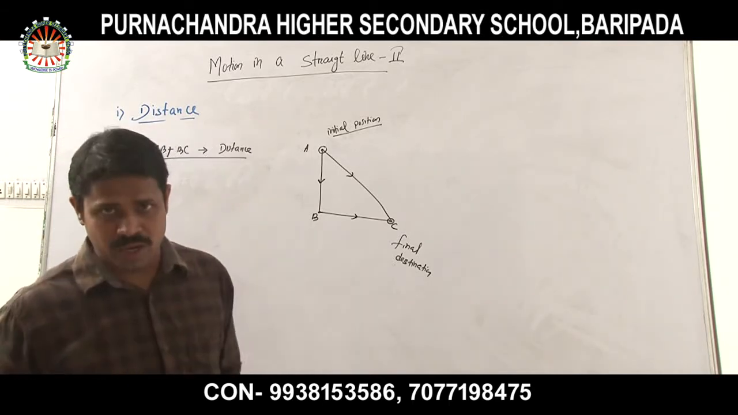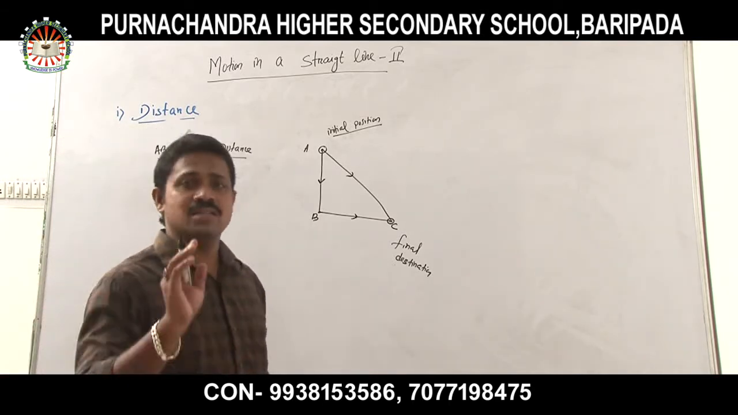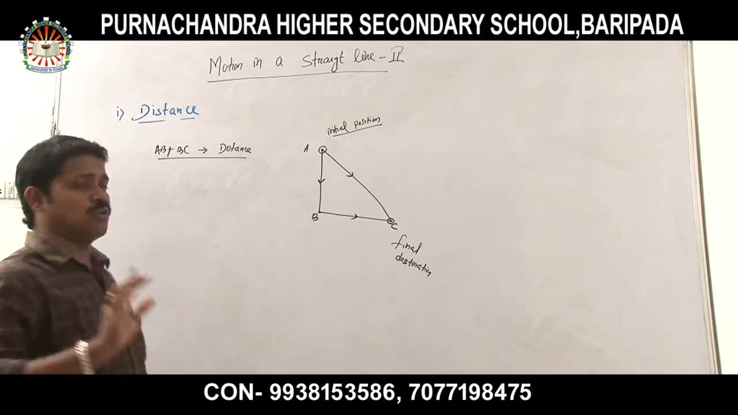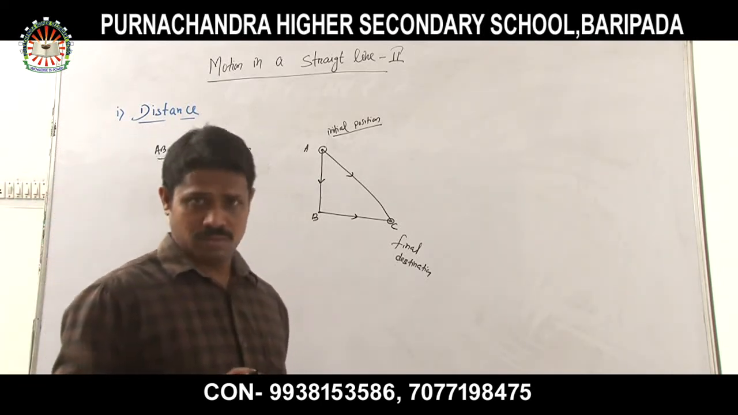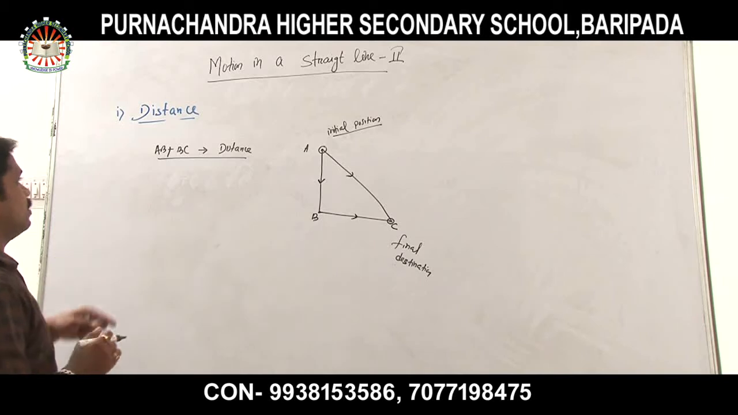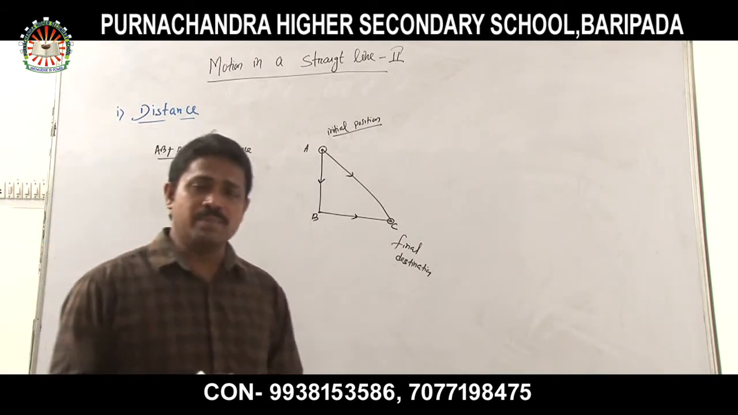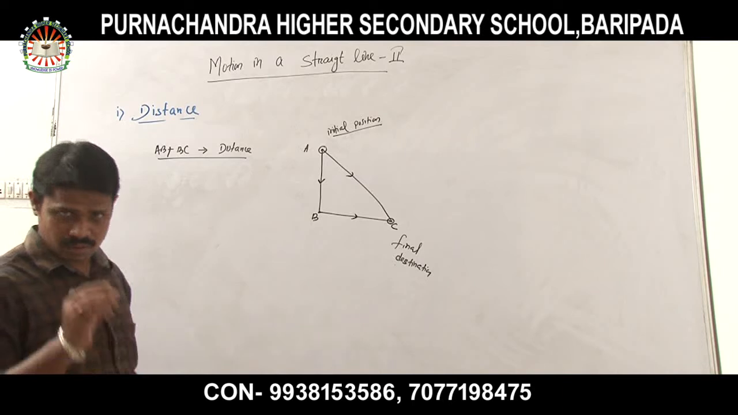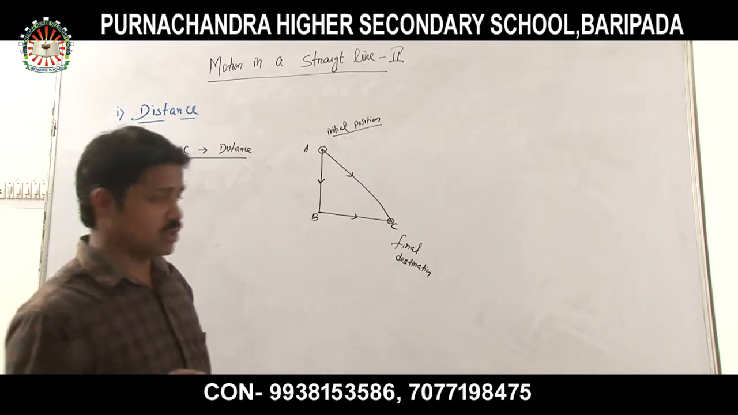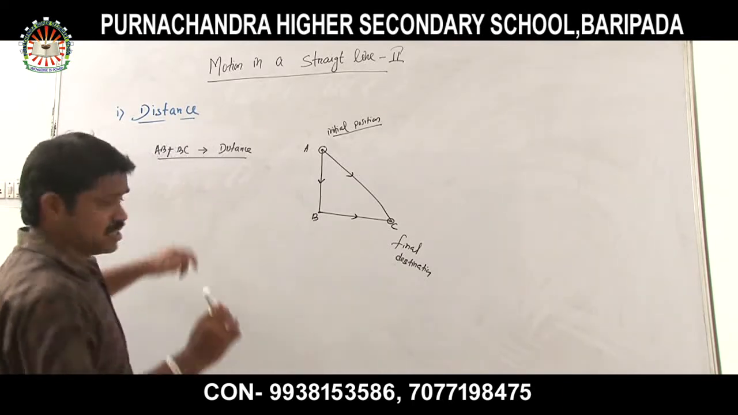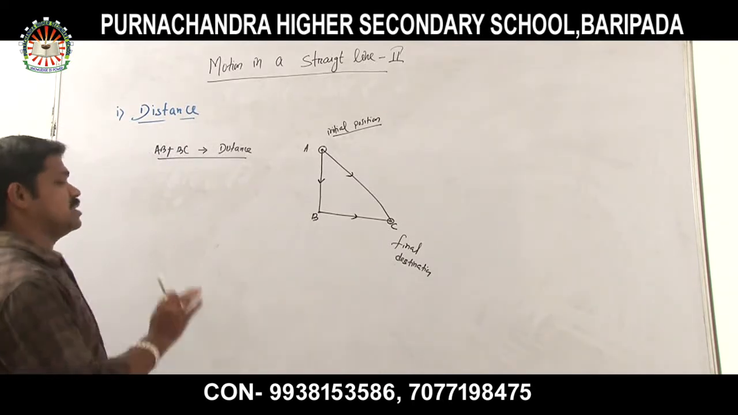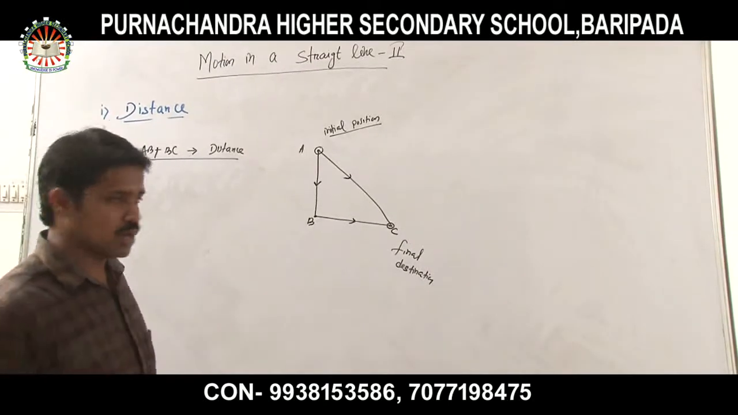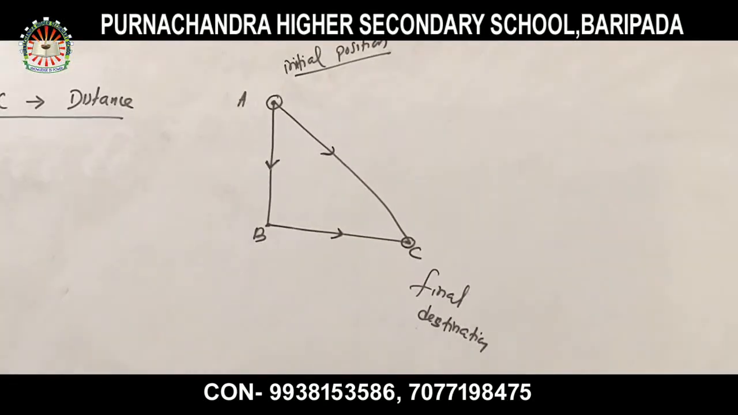It is not a vector quantity. Distance is a scalar quantity, so the distance value cannot be 0 and cannot be negative. The distance value is only positive. Listen very carefully. Scalar means it has only magnitude, there is no direction. Clear? There is no direction.